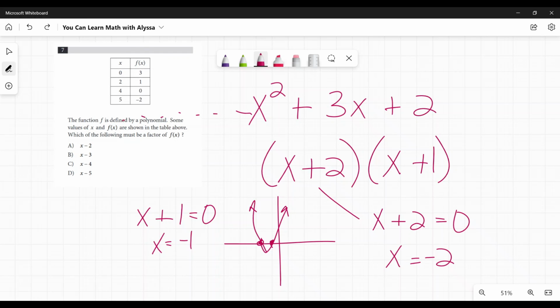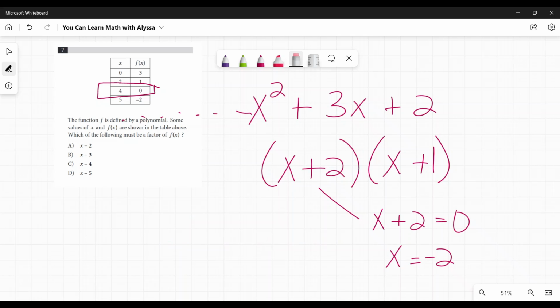So where is f of x 0? Right here, where x is 4. So 4, 0 is a 0 of this polynomial. So I know I've got this polynomial, and at 4, 0, it's crossing.